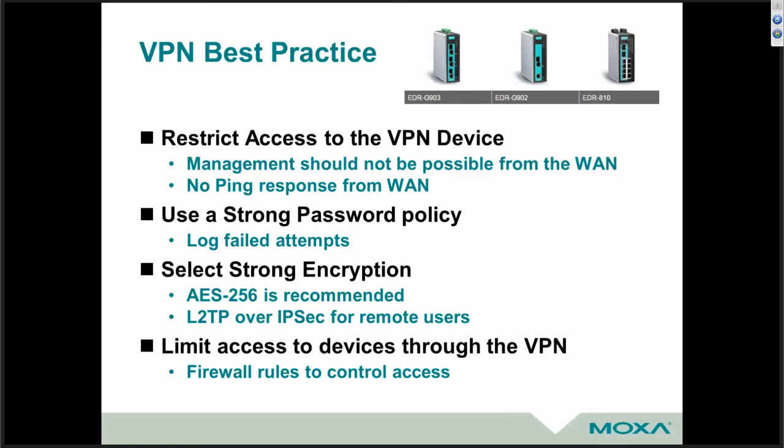And select strong encryption. These devices support lots of different encryption methods, some for backward compatibility and legacy connectivity. That's why they're there. So really the recommendation is using the Advanced Encryption Standard if it's at all possible for you. And then once you establish connection through the VPN, you want to limit what you can do through that VPN, and that's where the firewall rules will come in.